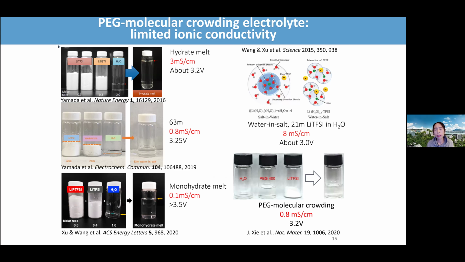But of course, one of the drawbacks in our first attempt was that the PEG electrolyte with water actually has very high viscosity, and that gives rise to low ionic conductivity. In this case, we were only able to obtain 0.8 millisiemens per centimeter. Compared to, say, water-in-salt, that is significantly lower. But other highly concentrated electrolytes are also in a range of less than 1 millisiemens per centimeter. So we do want to improve this ionic conductivity.